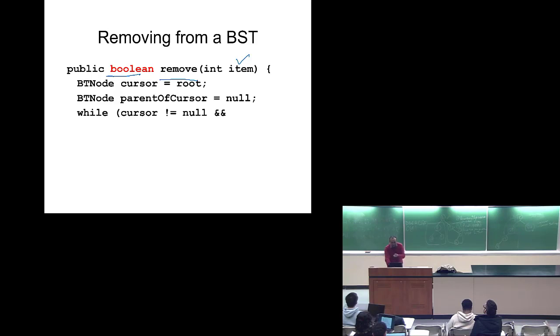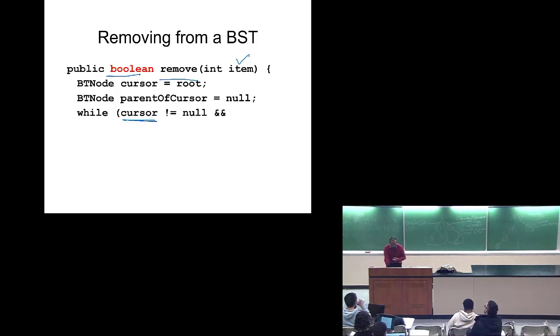Let me not bother you too much. Let's use a while loop, and we will check for this condition: the cursor should not hit null. That is one condition. And what should be the other condition? We are searching for that item. As long as we did not find the item, we will keep searching.